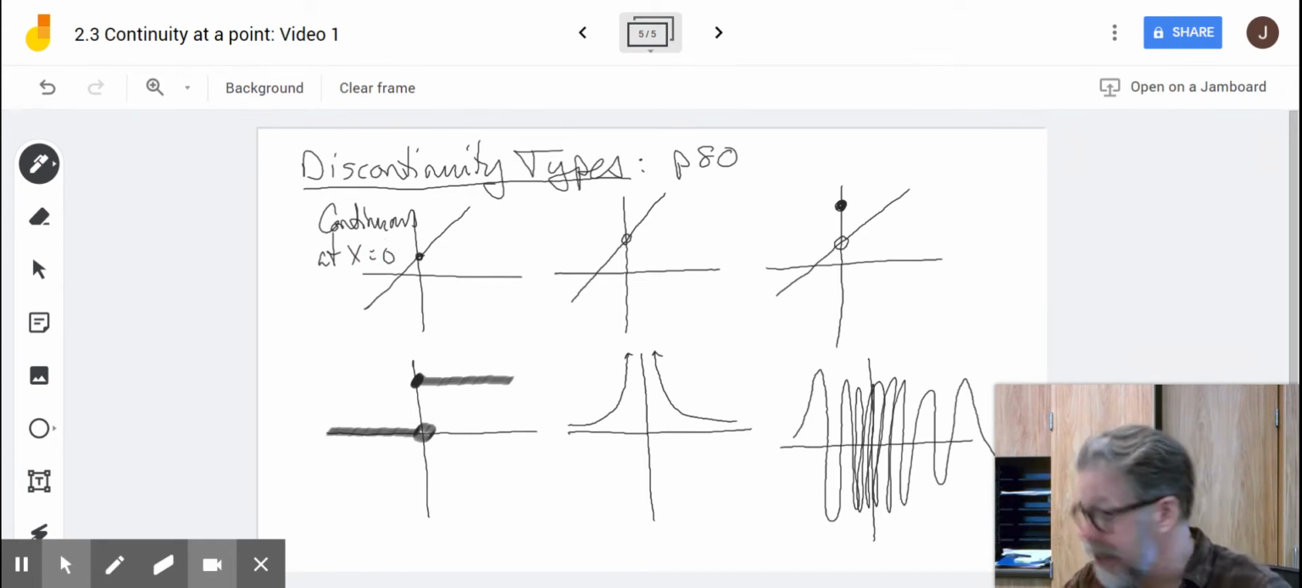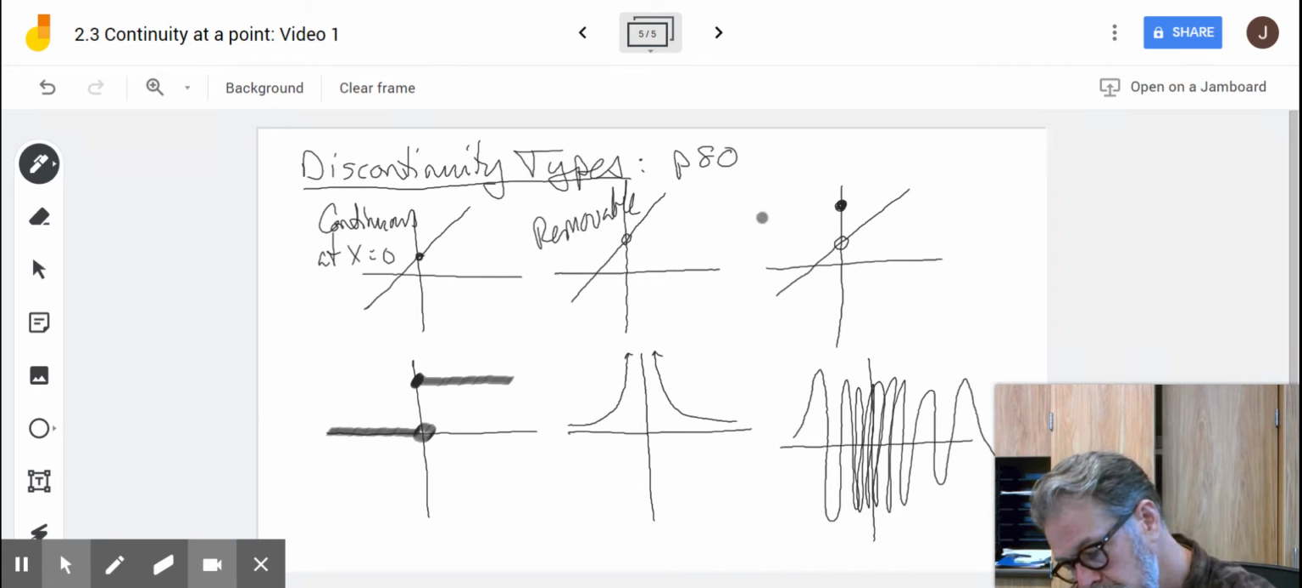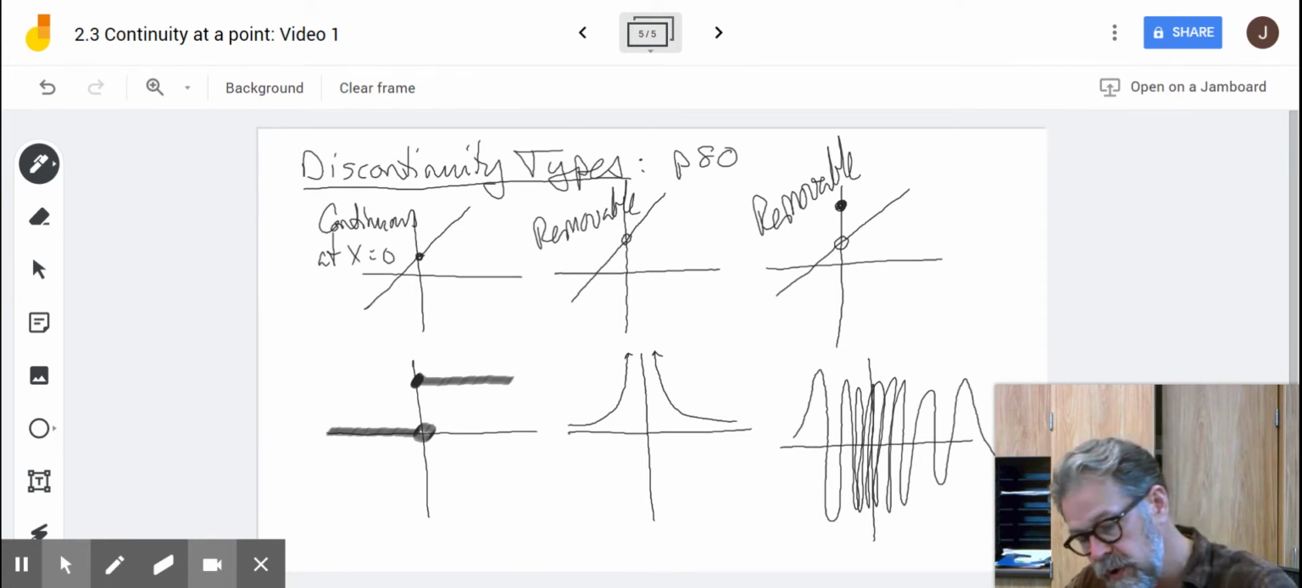This is called a removable discontinuity right here. We have removed a point. And in fact, both of these are called removable discontinuities. Notice it doesn't matter if there's a value, f of 0. In this case, f of 0 does not exist. And in this case, f of 0 is 2, assuming that this is 2 and that's 1.